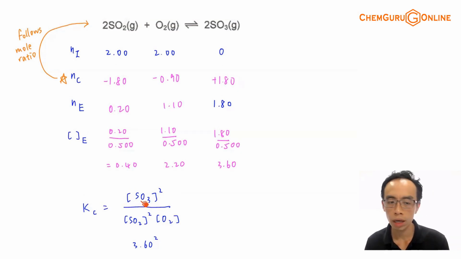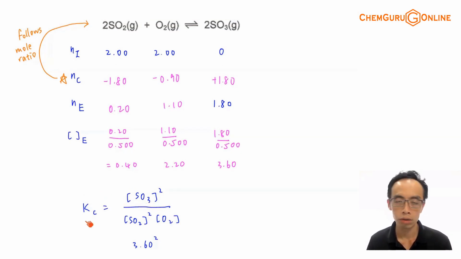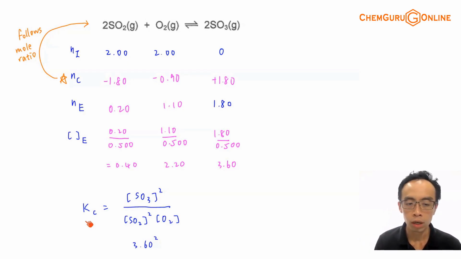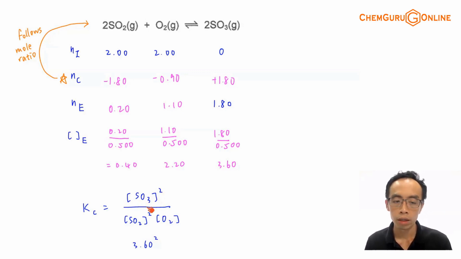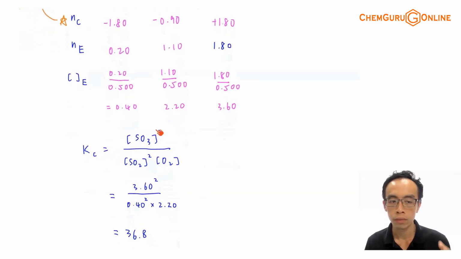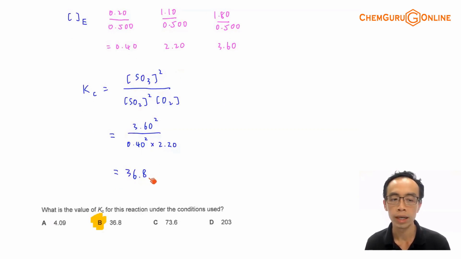So once we have that, I can write out my Kc expression. Remember, Kc is the concentration of the product divided by the concentration of the reactant raised to the power of the coefficient. So my Kc will be SO3 concentration squared divided by SO2 concentration squared and O2 concentration. I have all these values. I can substitute. SO3 concentration is 3.6, which is here, the numerator. Your SO2 concentration is 0.4, which is here, 0.4 squared. And your O2 concentration, 2.2, which is here. And I'll be able to calculate my Kc expression, which will work out to be 36.8. So the value for Kc is 36.8. Answer to this question will be option B.